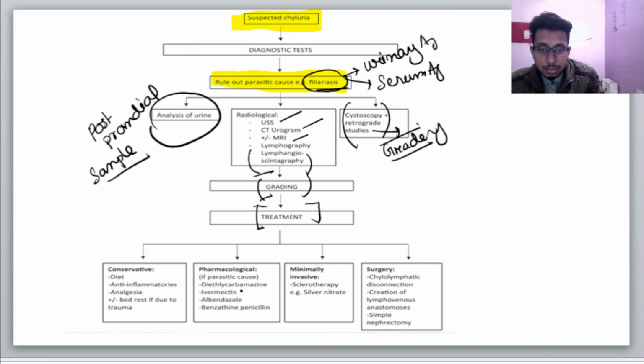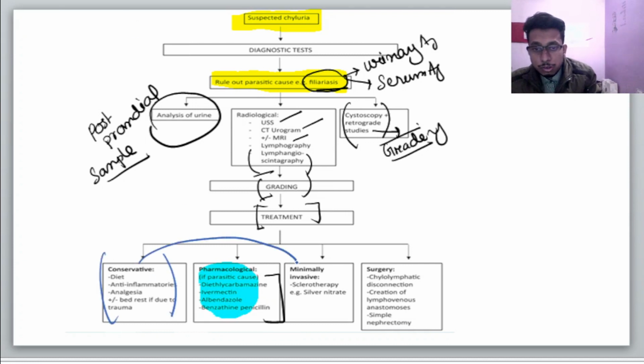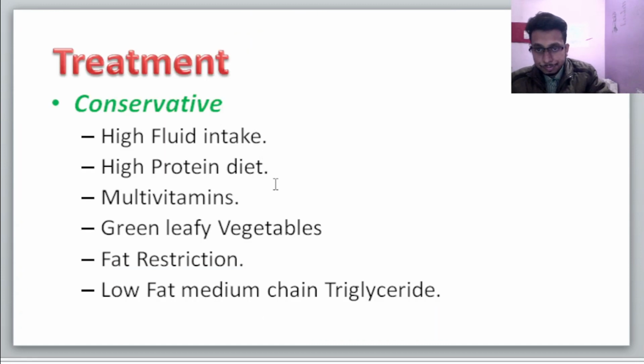If it is a parasitic cause, obviously we need to treat it first through pharmacological method. Otherwise, initially we start with conservative approach. If it fails, we go to minimally invasive approach, and if minimally invasive approach fails, we go for surgical approach. Alright, now let's discuss one by one all those treatment methodologies.